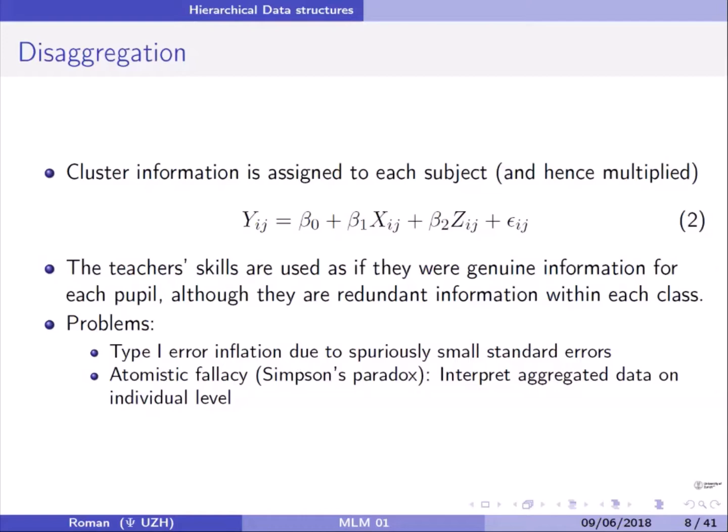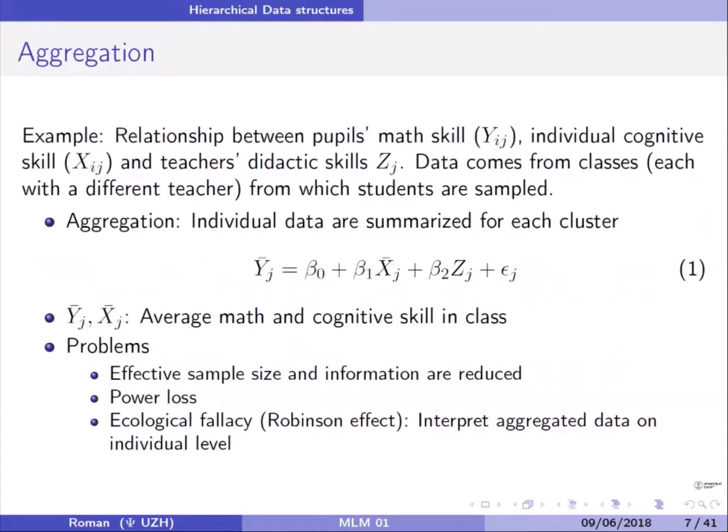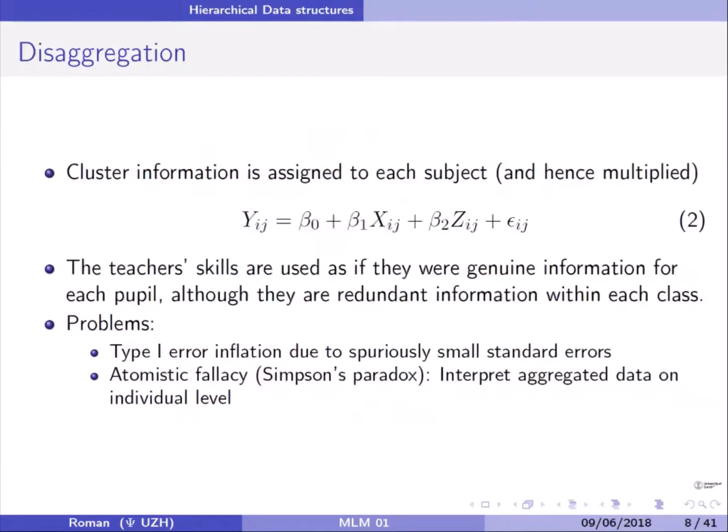And now we have the opposite problem. So in this case, when we are aggregating data, we end up with power loss, which means problems with type 2 error rates. When we disaggregate, we have problems with type 1 error rates. We get an inflation due to spuriously small standard errors. The standard error associated with this term here will be much lower than it really should be, because we're over-representing the amount of data that is present.